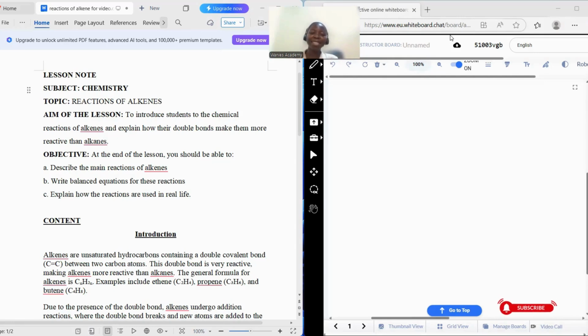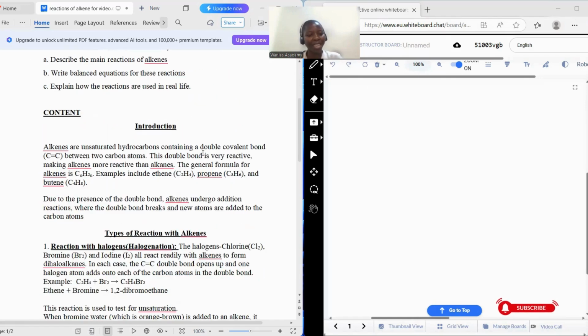The aim of this lesson is to introduce students to the chemical reactions of alkenes and explain how their double bonds make them more reactive than alkanes. At the end of this lesson, you should be able to describe the main reactions of alkenes, write balanced equations for these reactions, and explain how the reactions are used in real life. With that being said, let's dive into the lesson for today.